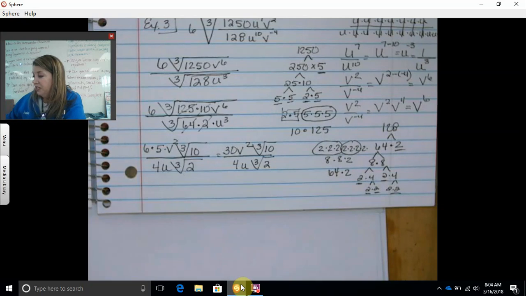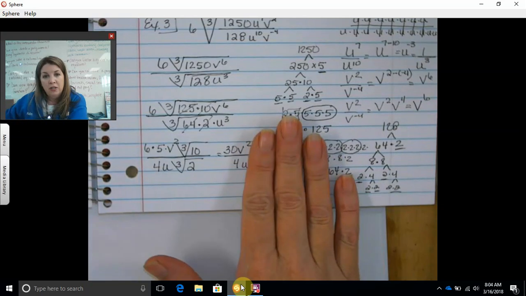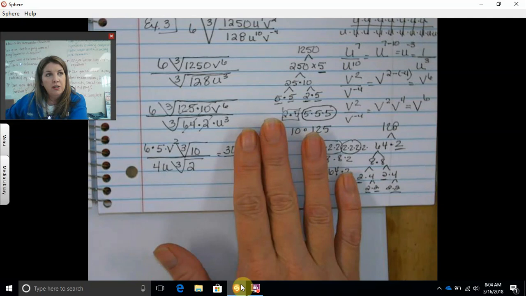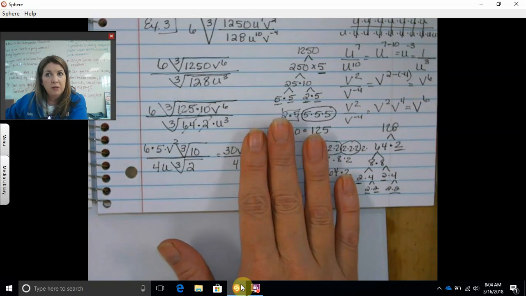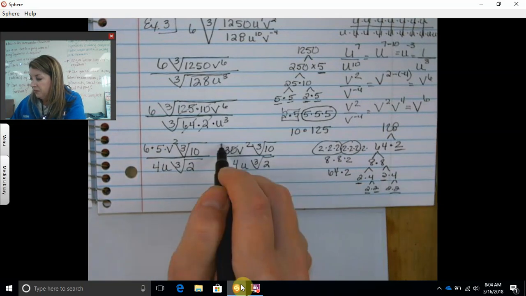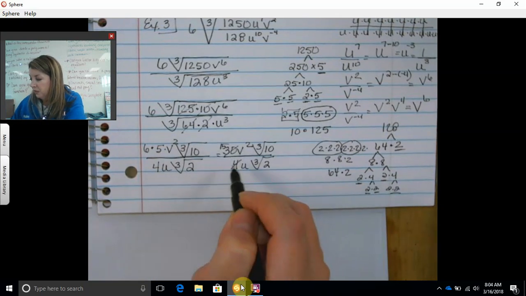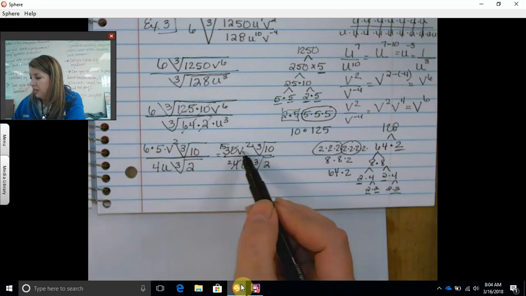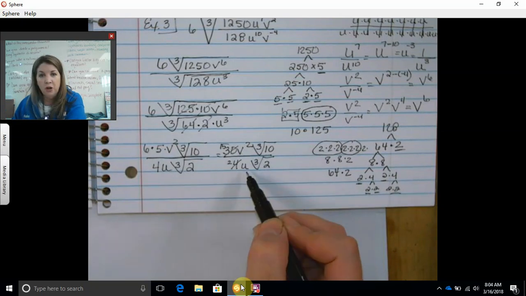So our coefficients are the numbers that are outside of the radical. Can I reduce 30 and 4? Is there a number that goes into 30 and 4 evenly? Yes, 2. Is that the largest number that goes into 30 and 4? Yes. So 2 goes into 30 how many times? 15. 2 goes into 4 how many times? 2. All right, v squared and u, are those like bases? No, so we can't keep the base and subtract the exponent, right?